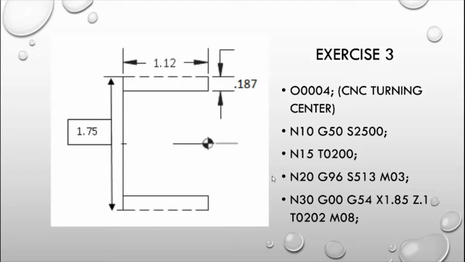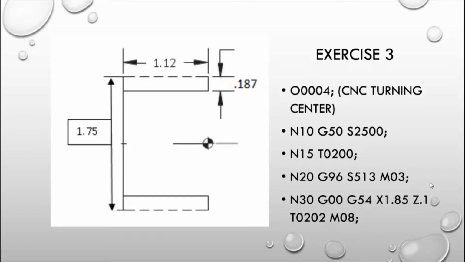N20 is the sequence number. G90 is constant surface speed, with a value of 513. M03 is spindle on in the clockwise direction. N30 is the sequence number. G00 is rapid traverse. G54 is the work coordinate system, with X equal to 1.85 and Z 0.1.